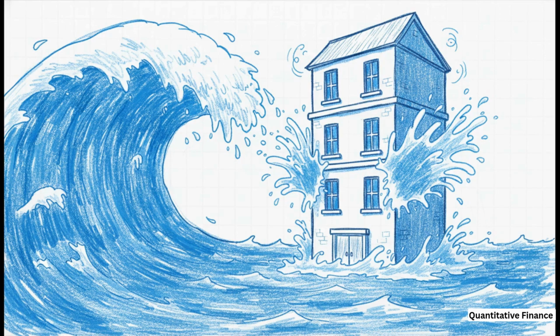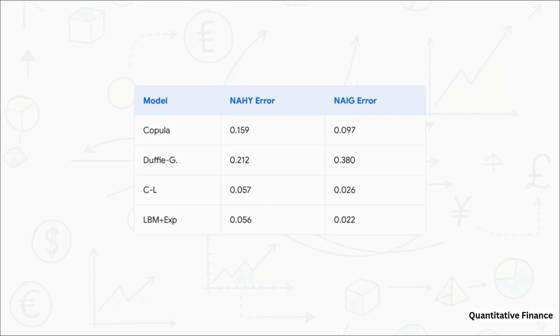When comparing joint tranche pricing errors, the common jump Lévy models just blow out standard industry baselines, like the Gaussian copula, and academic benchmarks like Duffie-Gârleanu. The results here are a total blowout. Even fully remarked, the Gaussian copula carries an error of 0.159 on high yield and 0.097 on investment grade. Duffie-Gârleanu fares even worse, hitting 0.380 on investment grade. But look at our spectrally positive Lévy drivers. LBM plus X achieves an error of just 0.056 on high yield and an astonishing 0.022 on investment grade. They vastly, vastly outperform the benchmarks.